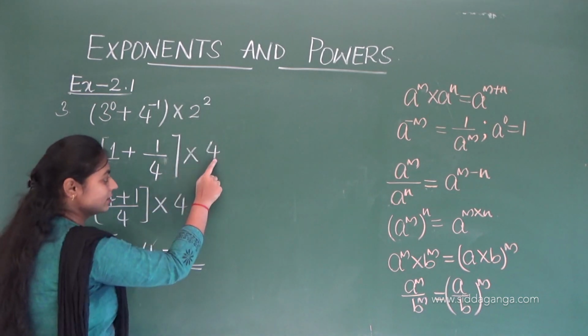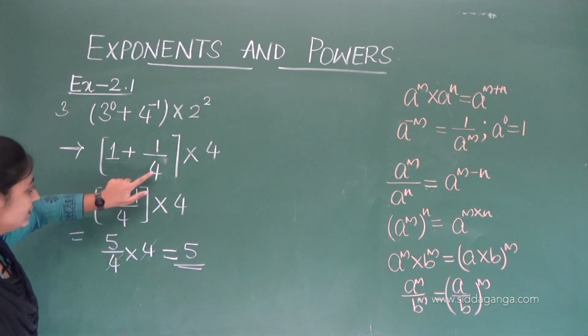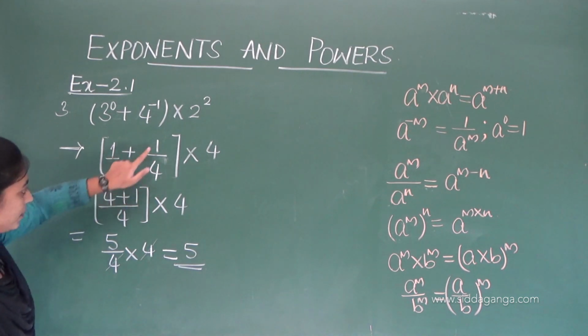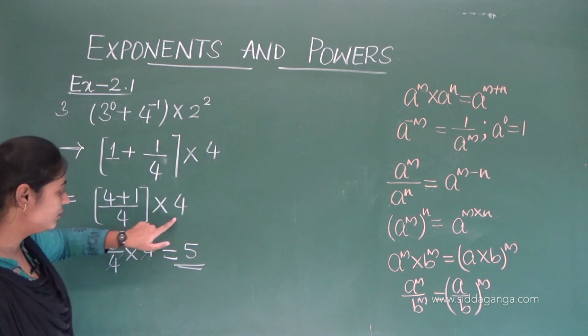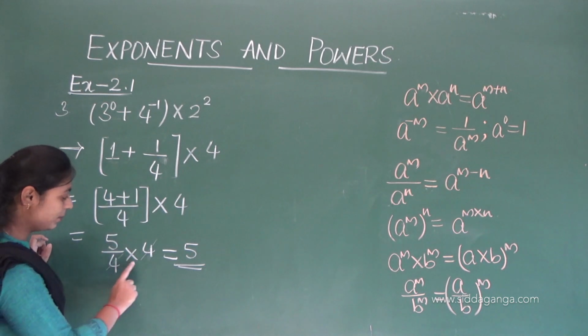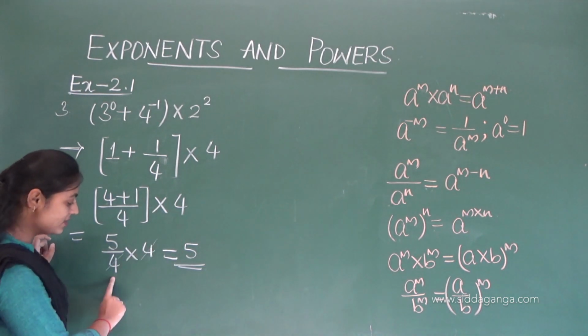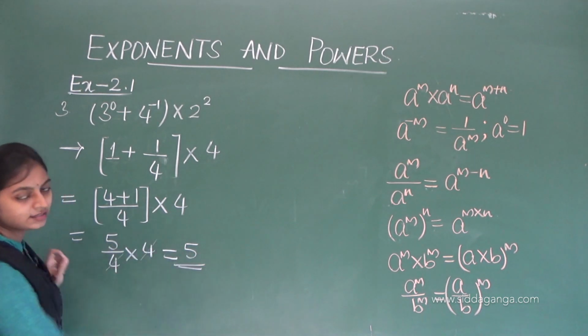Into 2 square is nothing but 4. So we have taken the LCM. 4 into 1 is 4 plus 1 divided by 4 into 4. 4 plus 1 is 5 divided by 4 into 4. 4 1s are 4, 1s cancel. 5 into 1 is 5.